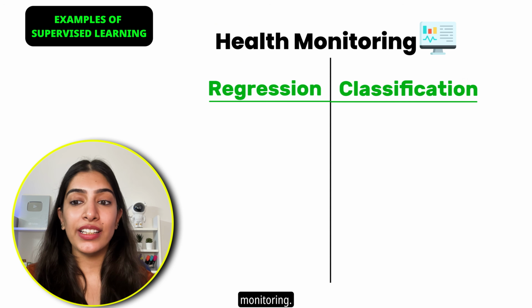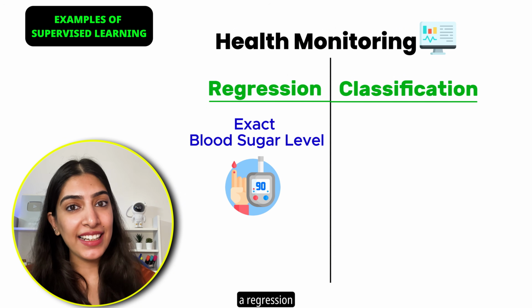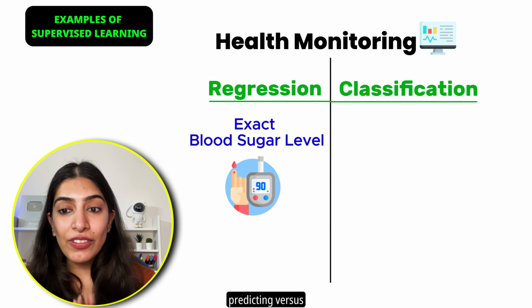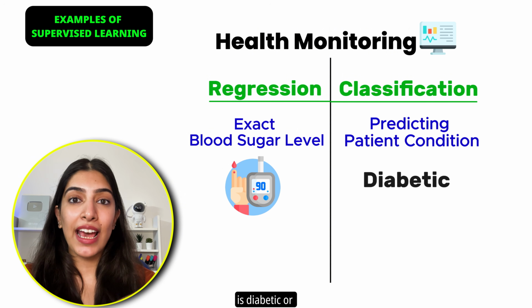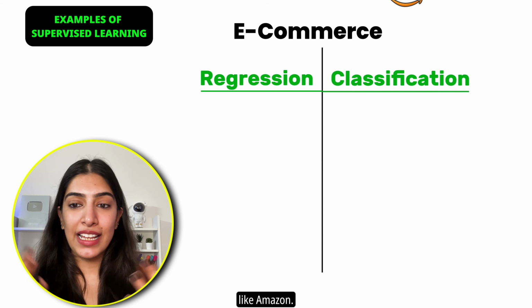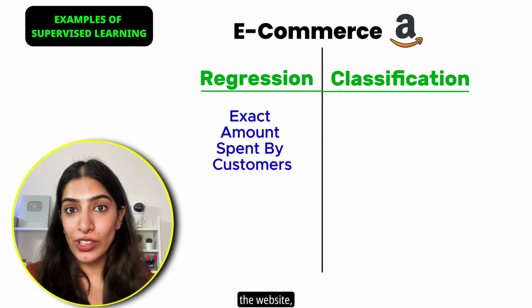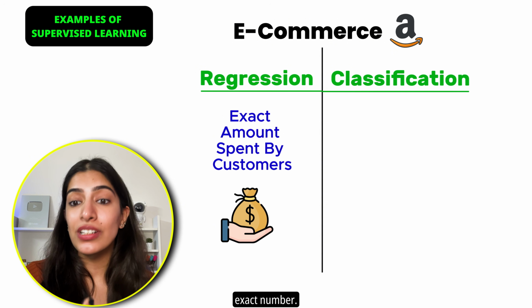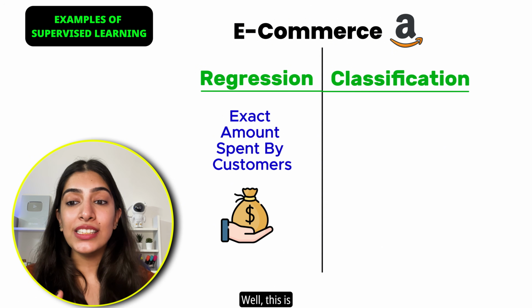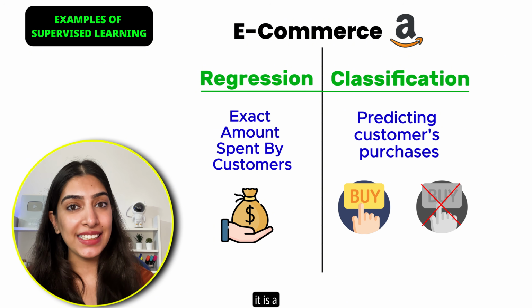In health monitoring, if you're predicting a person's exact blood sugar level, then it is a regression problem. It's a number that you're predicting. Versus if you're just predicting whether the person is diabetic or non-diabetic, it is a classification problem. In e-commerce like Amazon, if you're predicting the exact amount a customer is going to spend on the website, then you're predicting an exact number, so it's a regression problem. Versus if you're just predicting whether the customer is going to make a purchase or not, it is a classification problem.